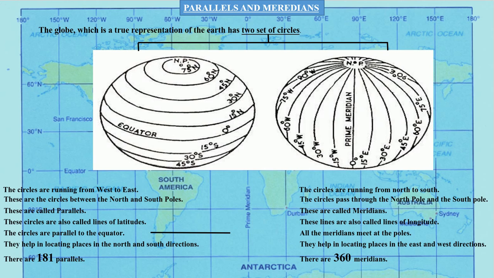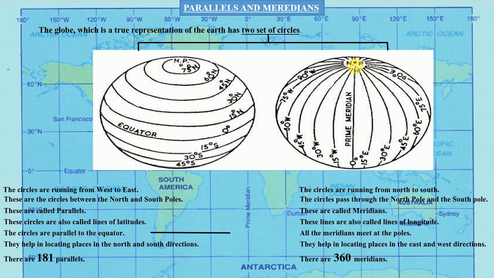Moving on to the second set of circles. Here the circles are running from north to south, passing through the North Pole and the South Pole. These are called meridians. These lines are also called the lines of longitude. All the meridians meet at the pole, as you can see here.